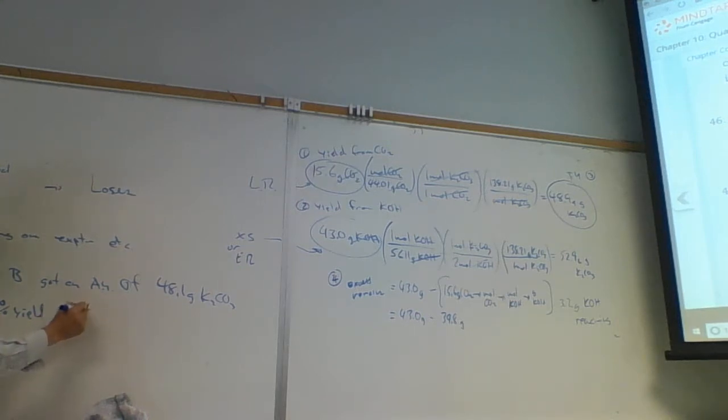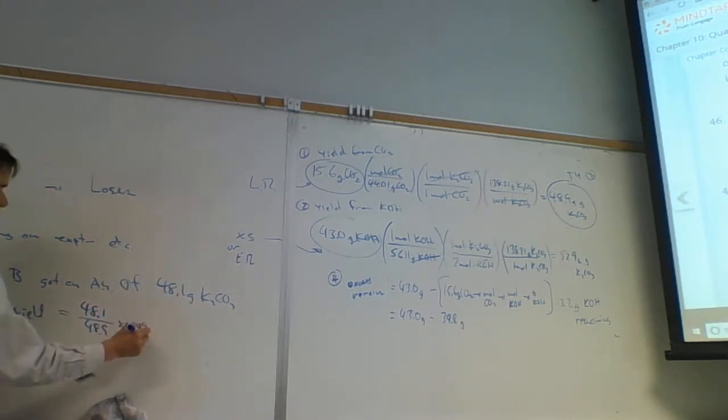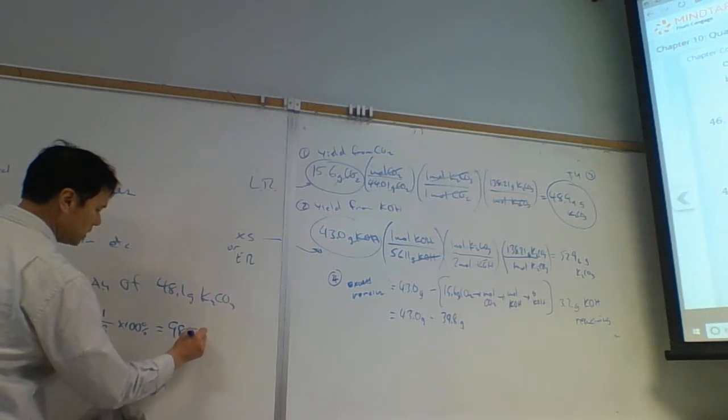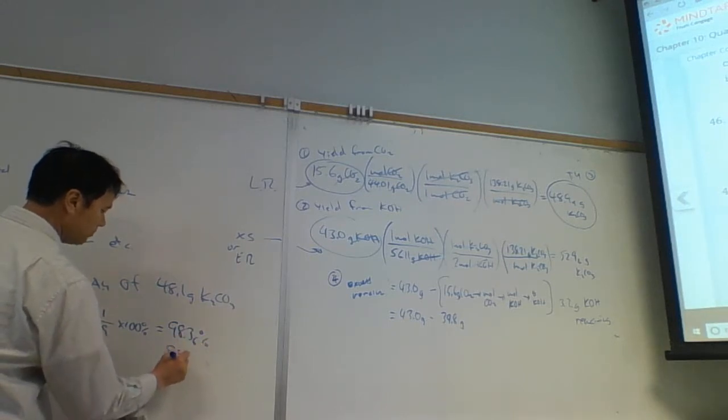And so they actually got 48.1. They were supposed to get 48.9 times 100%. So let's see what that percent yield comes out to. 48.1 divided by 48.9 times 100, 98.36%. So 98.4%.